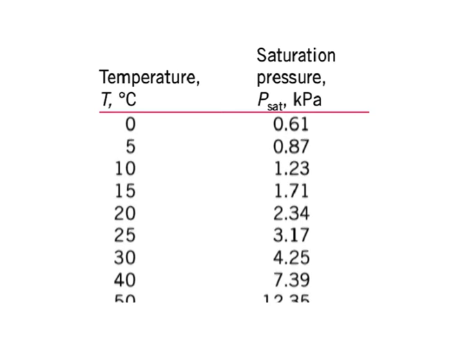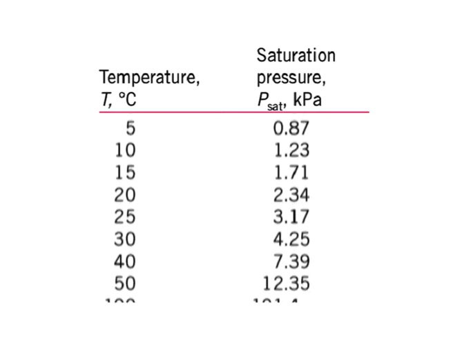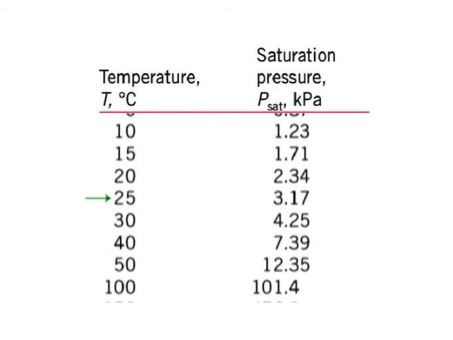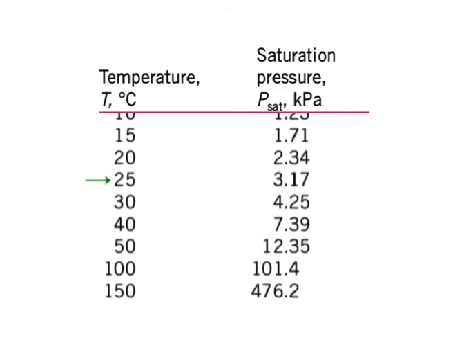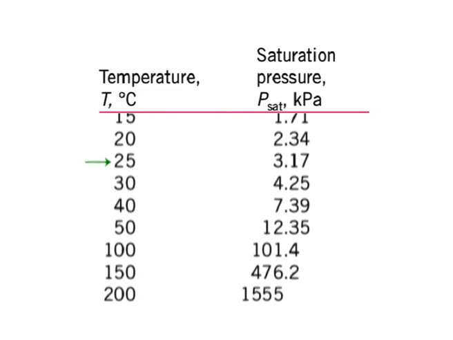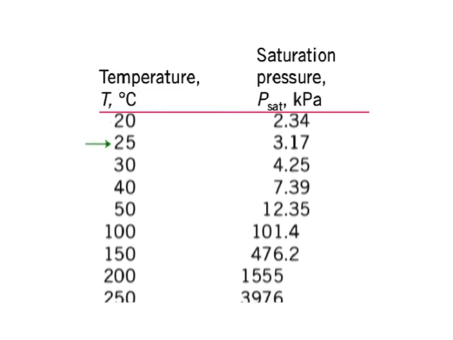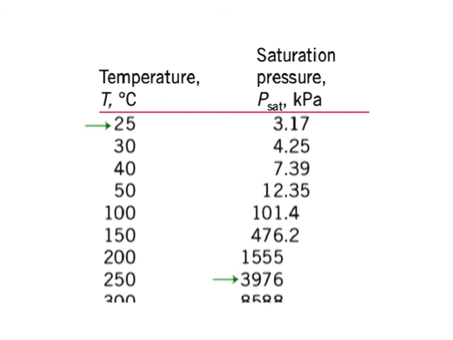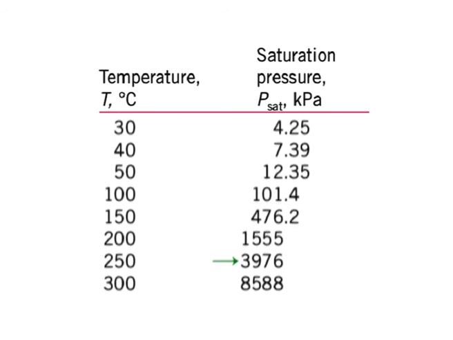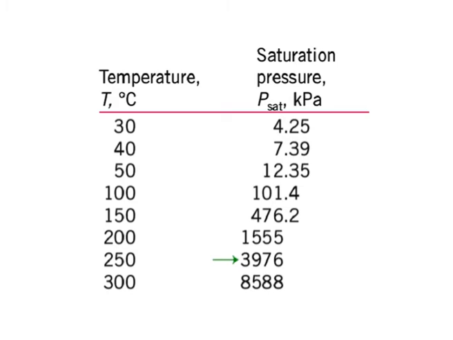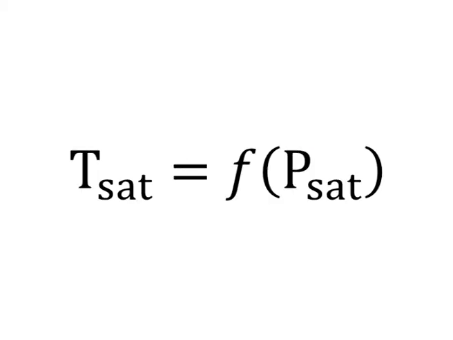This table indicates that the pressure of water changing phase at 25 degrees centigrade must be 3.17 kilopascal, and the pressure of water must be maintained at 3976 kilopascal to have it boil at 250 degrees centigrade. During a phase change process, pressure and temperature are obviously dependent properties and there is a definite relation between them, that is, T saturation is equal to f of P saturation.